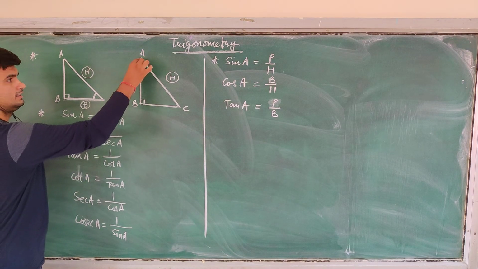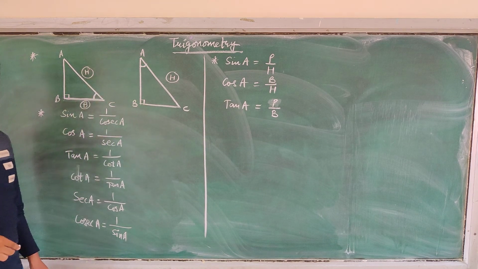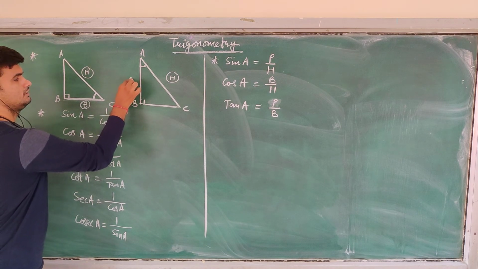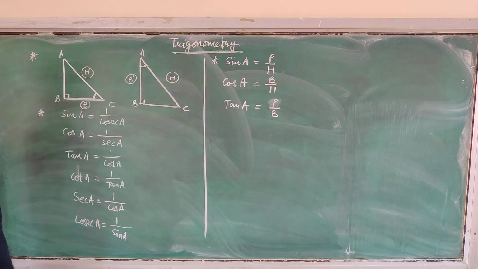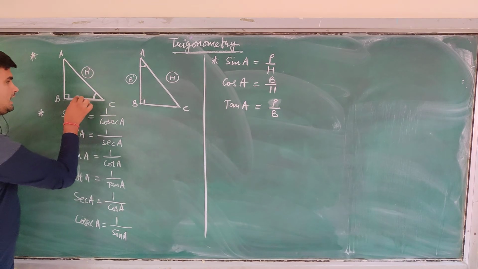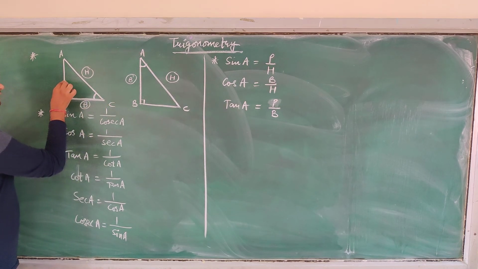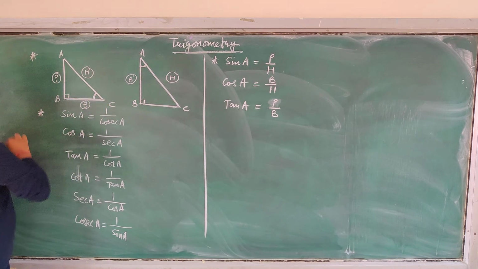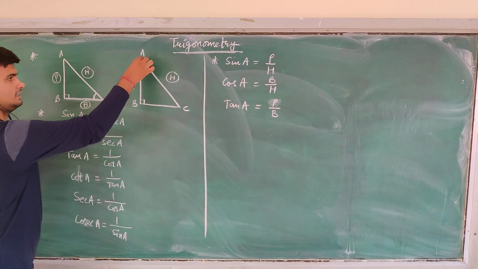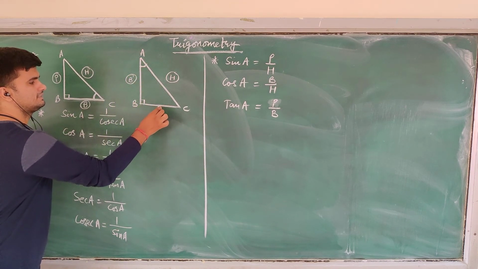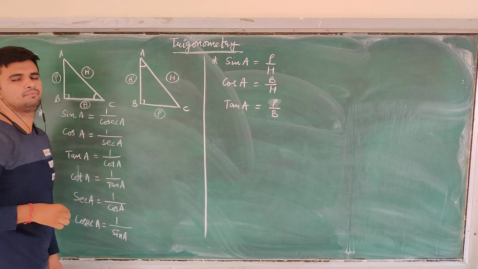In this way, here the angle is at point A. It means for this figure, this AB should be the base, and the line opposite to the given angle is called perpendicular. So for this triangle, what is perpendicular? This BC should be the perpendicular.